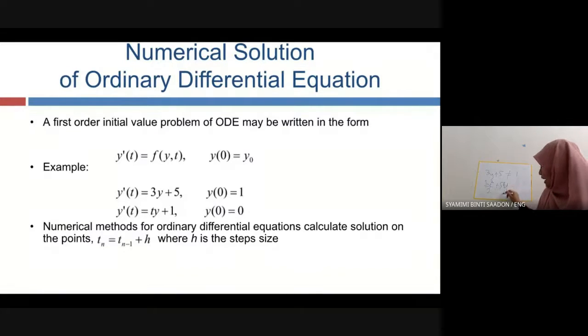No, sorry, this is function y. 3y squared plus 5 plus 5y will be equal to 1. This is between 3t, this is 3t should be. Okay, this is just an example. I want to show you that normally we are given the function of the derivative, and then the initial point at y.